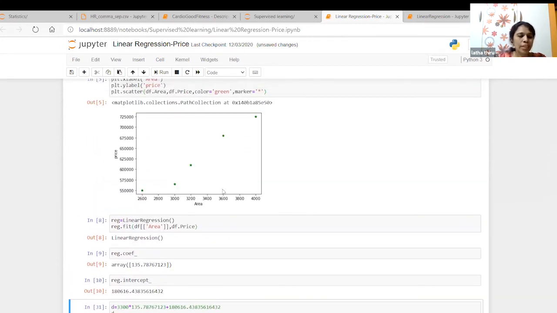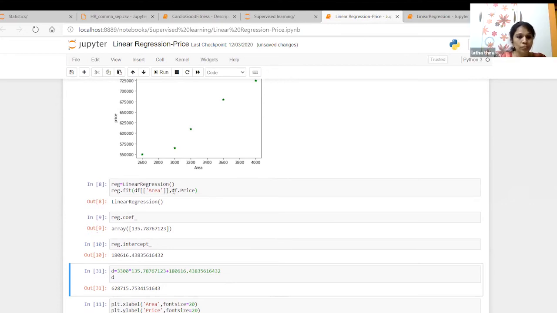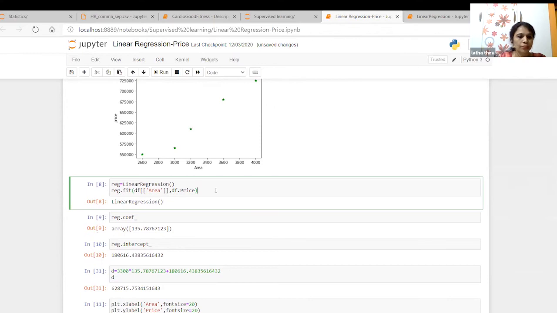But basically, in line 8, can we write df of area or df.area as well? No, it will not work. If you change anything, it will not work. The x-axis should be in the brackets, exactly.